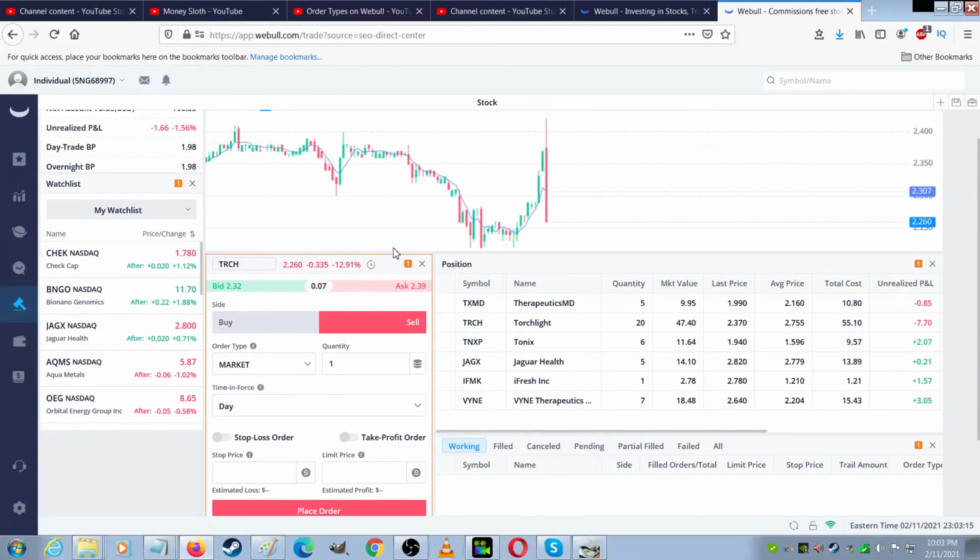And that's how you do a day trade. When you buy and you sell the same security in the same day, it counts as one trade.